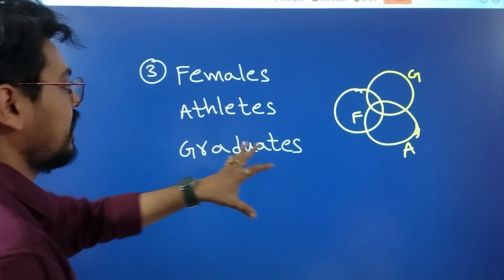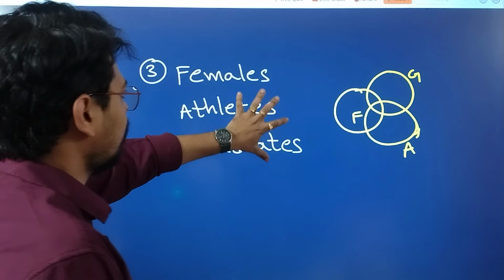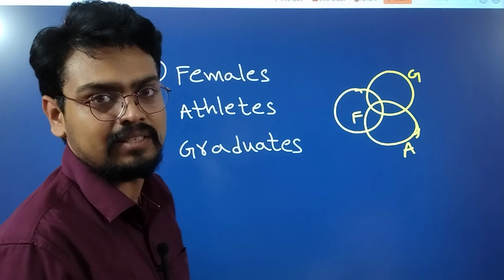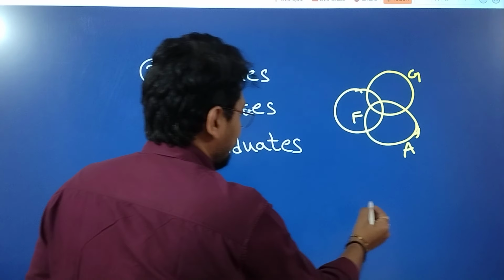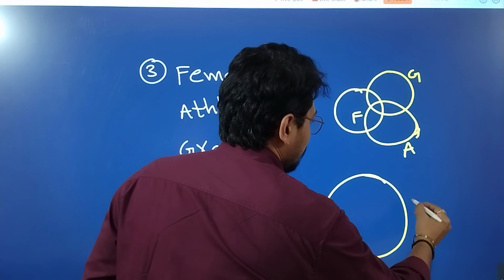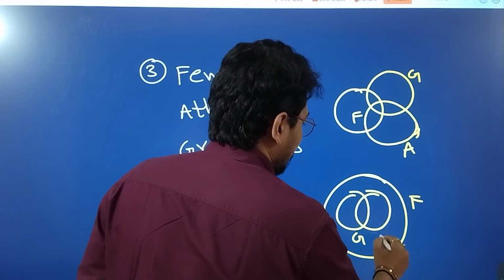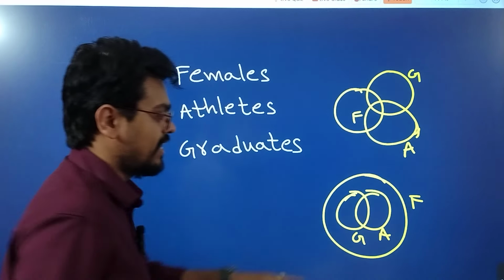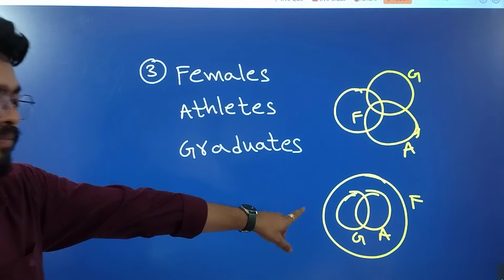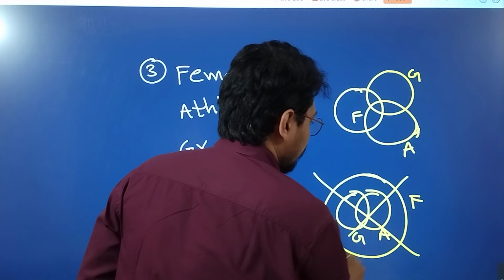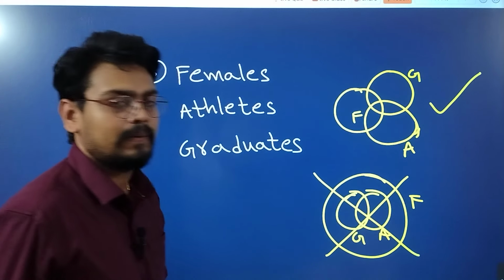Yes, this is the right one, but you must not bring all the athletes and graduates under females. Maybe you may think that I will take a big circle, sir. So this is called female, and in that there are graduates, and then there are athletes. So is this circle right? This Venn diagram? No, this is obviously wrong. This one is right.